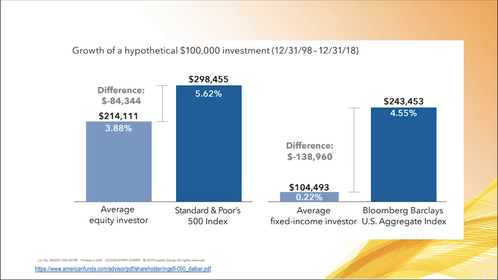So 20 years ago, even though we've been through two pretty big market corrections, if you invested $100,000 in the S&P 500 index, your $100,000 would be worth $298,000 today. That's about a 5.6% return annualized. But the average equity investor has only returned $214,000. It's cost them $84,000 of difference.